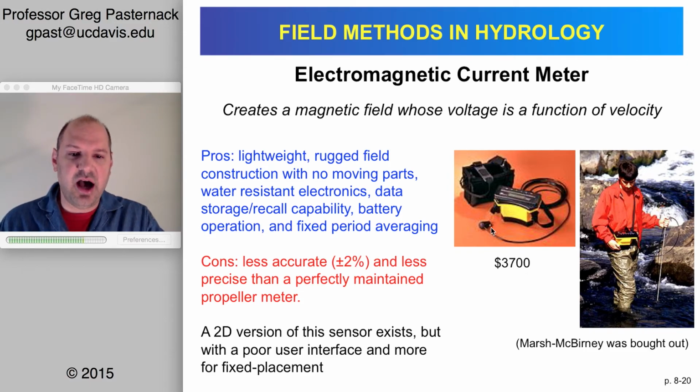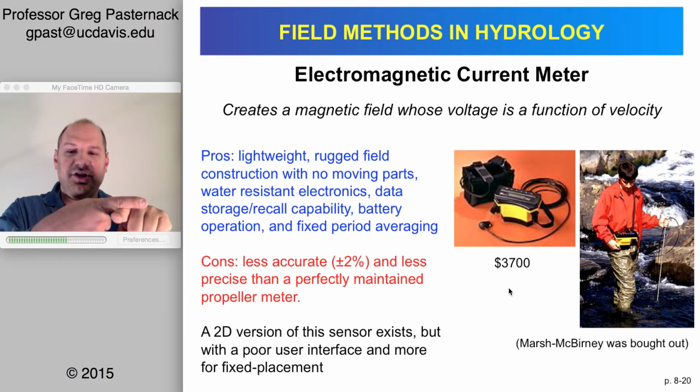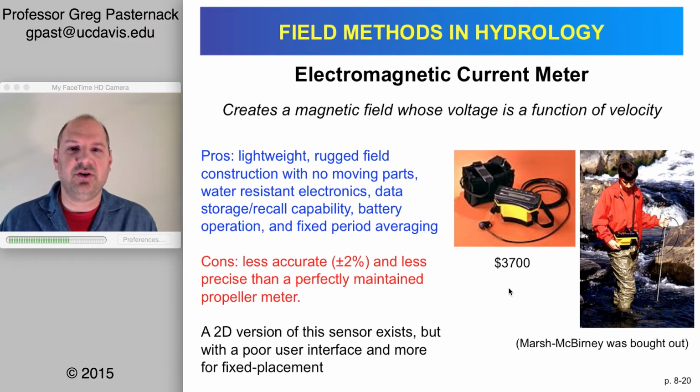Notice that in terms of cost, this is more expensive than the propeller meters, but it's still manageable, I would say. There's also a version of the sensor that can measure two dimensions. Normally these just measure into and out of the flow. There's also a version that measures the transverse horizontal flux in addition to the longitudinal flux.